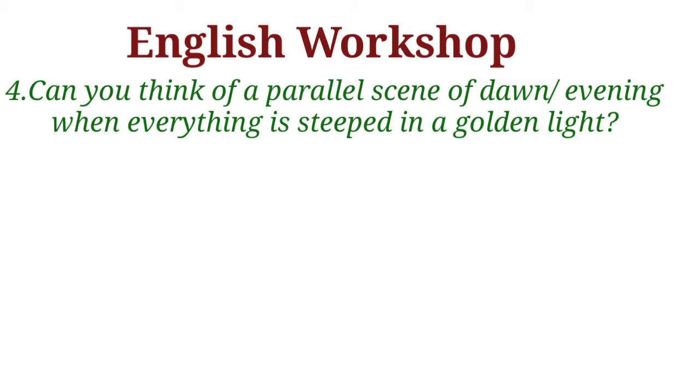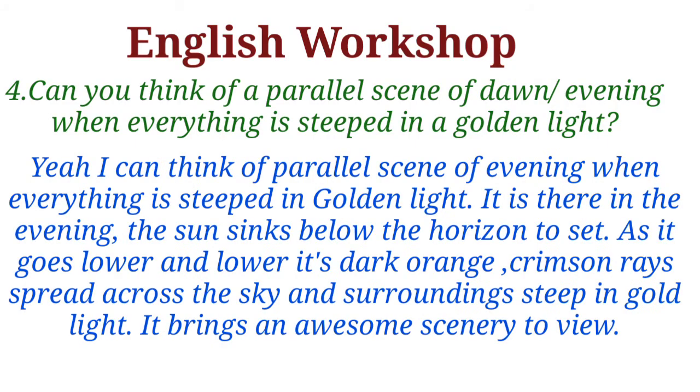Fourth question. Can you think of a parallel scene of dawn or evening when everything is steeped in golden light? Answer. Yes, I can think of a parallel scene in the evening when everything is steeped in golden light. The sun sinks below the horizon to set. As it goes lower and lower, its dark orange crimson rays spread across the sky and the surroundings are steeped in golden light. It brings an awesome scenery to view.